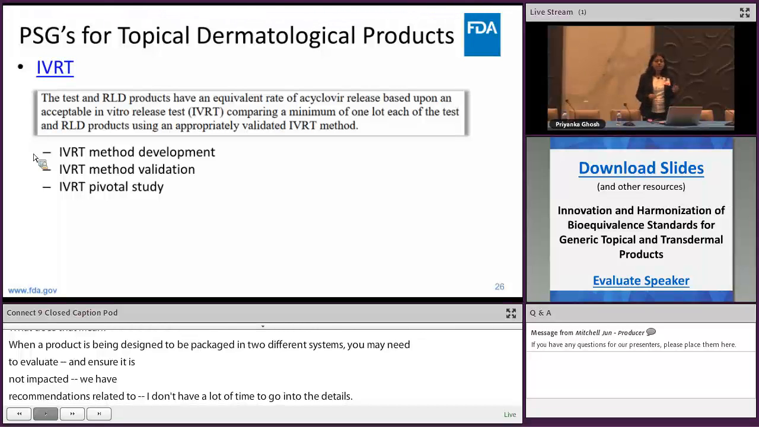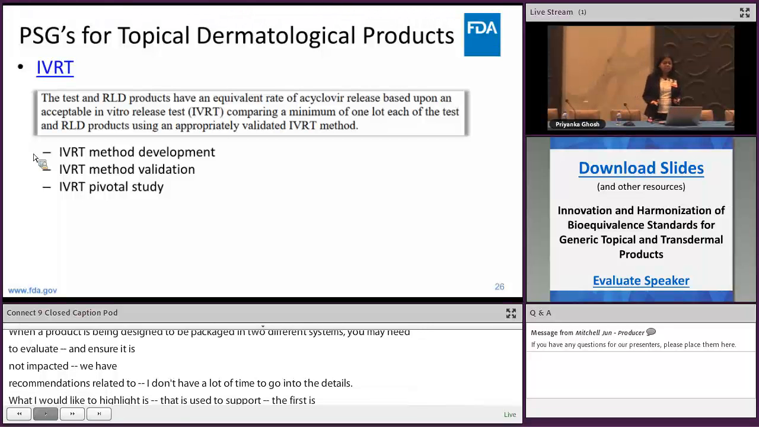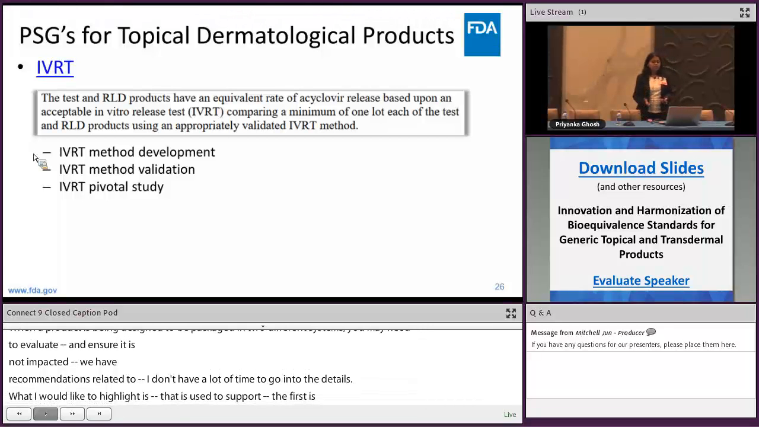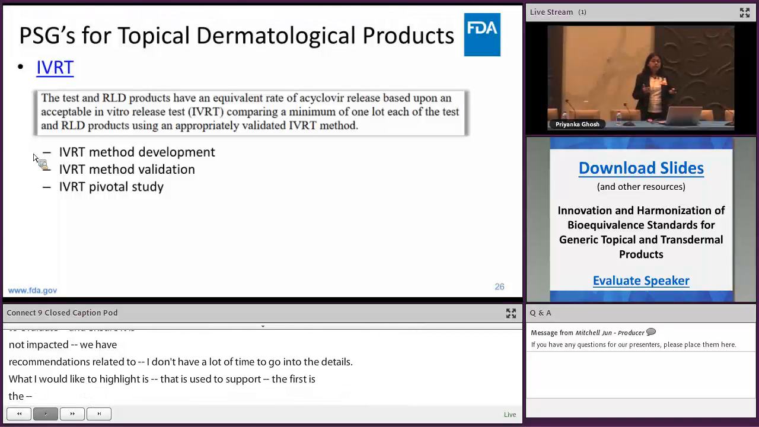The first one being the method development. Here the expectation is you will look at the receptor solution, the type of membrane that can be used for your particular setup, the apparatus, the dose, the duration, and once you have finalized these components, you take that method into validation and look at specificity, selectivity, and sensitivity of your method.